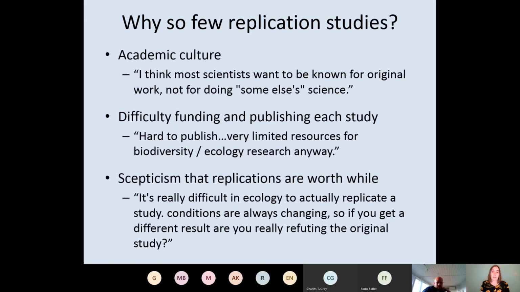It's really difficult in ecology to actually replicate a study. Conditions are always changing, so if you get a different result, are you really refuting the original study? And I think this is something that I hear almost every time I bring up replications to ecologists. And it's a tricky problem. I think I've tried to get at it with this idea of the study scope, but it's really tricky because, as I said, the scope of studies is very underspecified, and it's hard to tell what original authors believed or think is true.